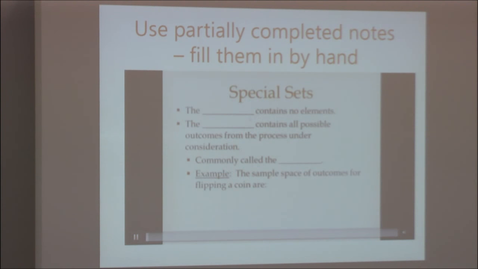But there are some special sets, the null set, and we usually denote that with this 0 with a slash through it. Well, that was sort of poorly done. Maybe more like this. And it contains no elements at all, not even a 0.